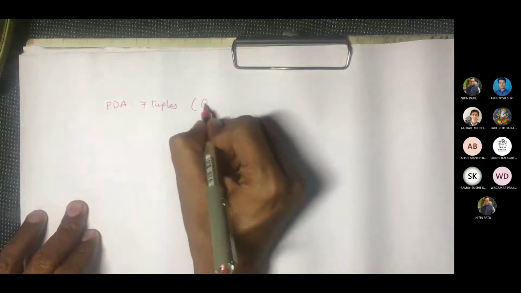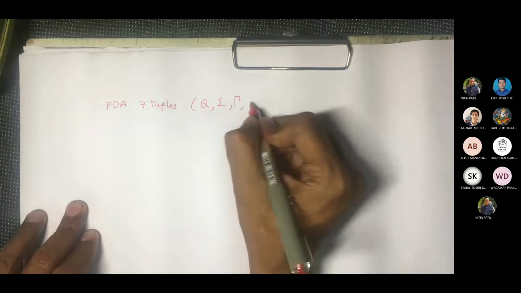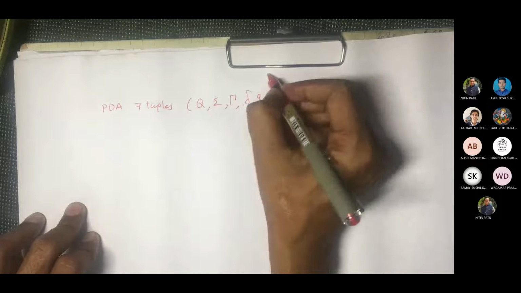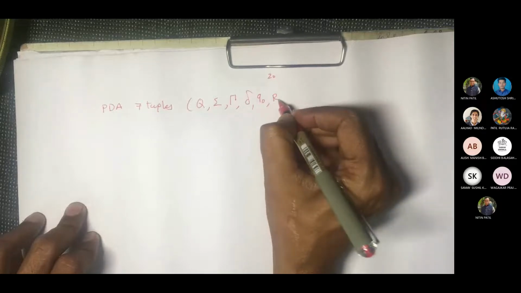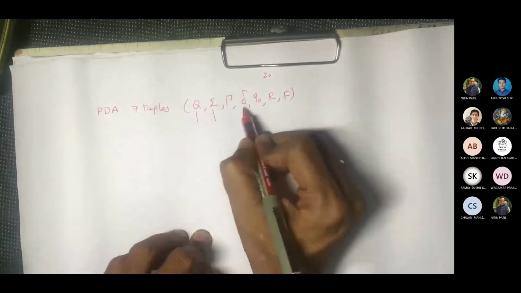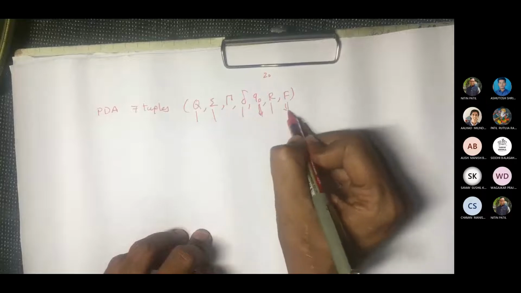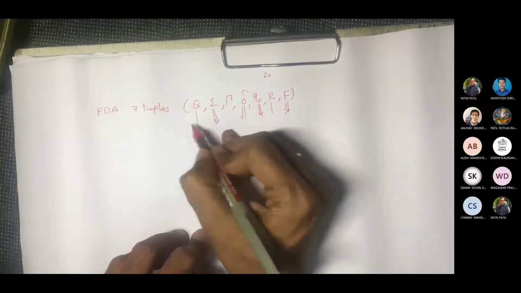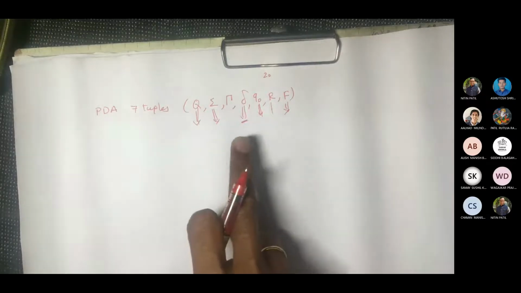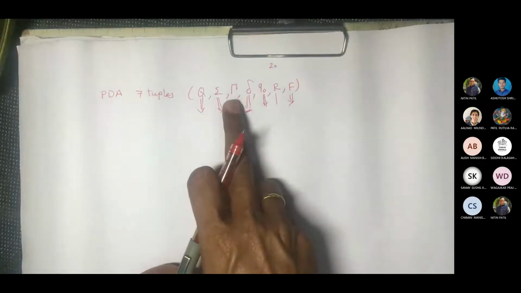There would be states, inputs, then a set of stack symbols, delta, then Q0. In some books they write Z0, but I'm taking R and F. So these are known to us, the first 1, 2, rather 3 and 4. This would be somewhat new for us, like the definition would be changing, and this gamma is a stack symbol.